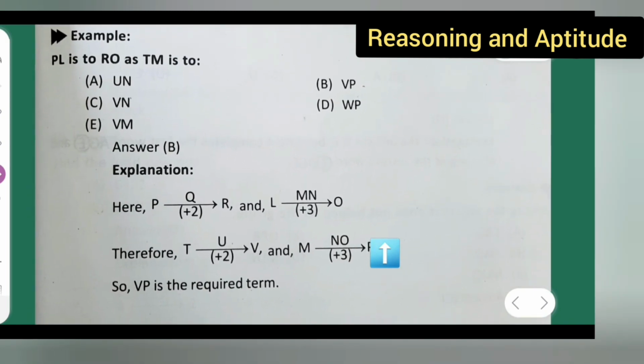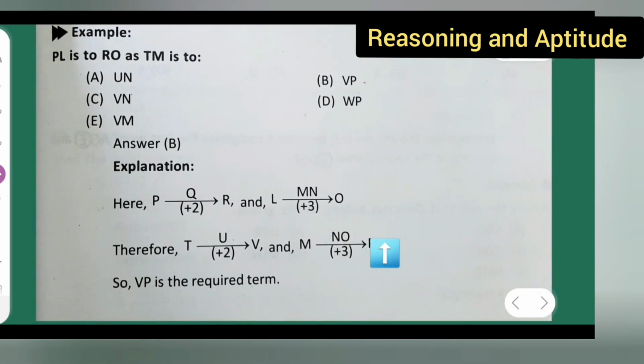because we are taking or removing the odd one out. So here which is the odd one now? PL is to RO. PL. So here option B is the correct option. Explanation is given right over here. Option B is the correct option. VP is the required term.